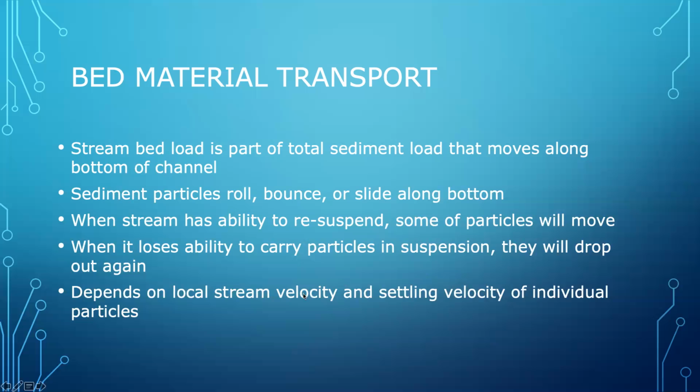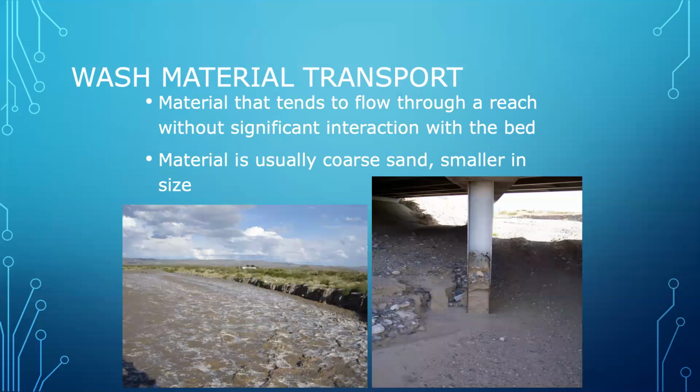Neither of those two we have a great deal of control of. We have more control of stream velocity than settling velocity. It doesn't make much sense to introduce particles into a flow to somehow protect it. The wash material transport is the material that flows through a reach without significant interaction with the bed. That material is usually coarse sand, quite a bit smaller in size.